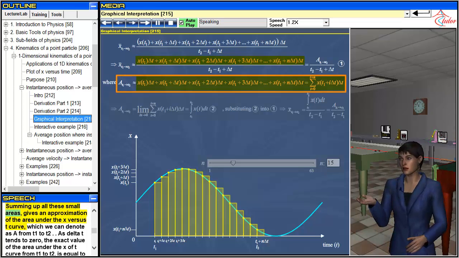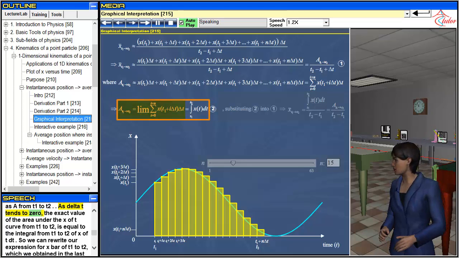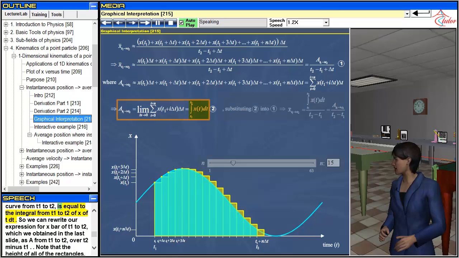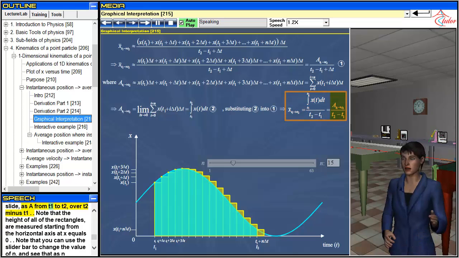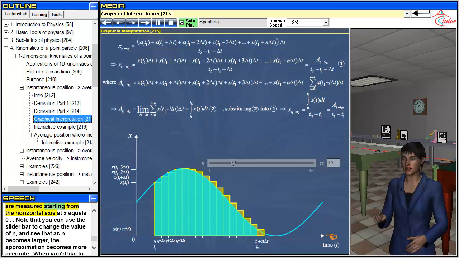Summing up all these small areas gives an approximation of the area under the x versus t curve, which we can denote as A from t1 to t2. As delta t tends to 0, the exact value of the area under the x of t curve from t1 to t2 is equal to the integral from t1 to t2 of x of t dt. So we can rewrite our expression for x bar of t1 to t2, which we obtained in the last slide, as A from t1 to t2, over t2 minus t1. Note that the height of all of the rectangles are measured starting from the horizontal axis, at x equals 0.